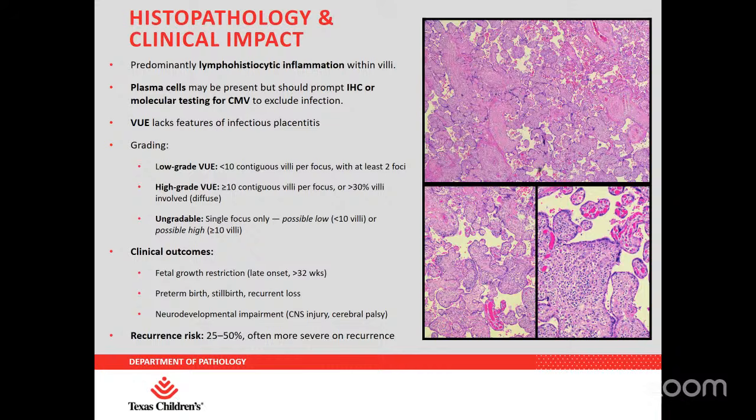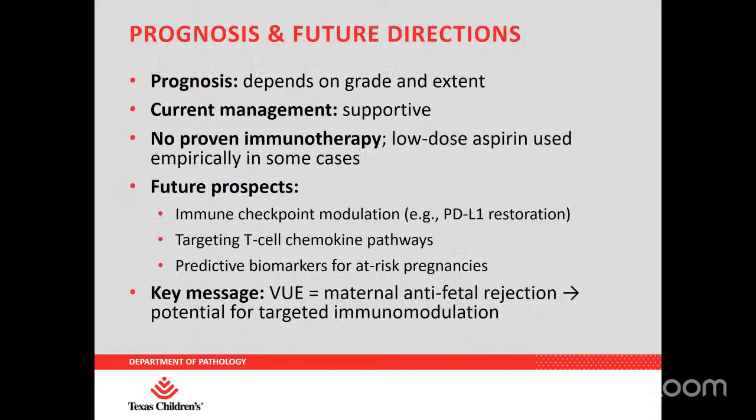And it may also coexist with chronic chorioamnionitis or chronic deciduitis, again reinforcing its immune-driven nature rather than infectious. Clinically, it's associated with late onset fetal growth restriction, preterm birth, stillbirth, and in surviving infants, an increased risk of neurodevelopmental issues. And perhaps most importantly, it has this recurrence rate in up to half of pregnancies, and when it does recur, it's often more severe.